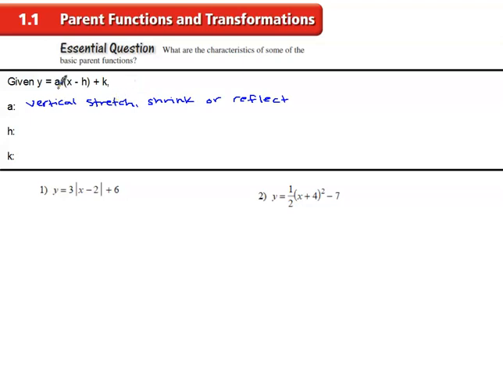Stretching if we multiply by a value that's greater than 1. Shrink happens when our value is between 0 and 1. And a reflection happens anytime your a value is negative. H, notice here, is minus h, so that opposite of whatever our value is inside with the x is going to be a horizontal shift. And k added onto the end is a vertical shift.